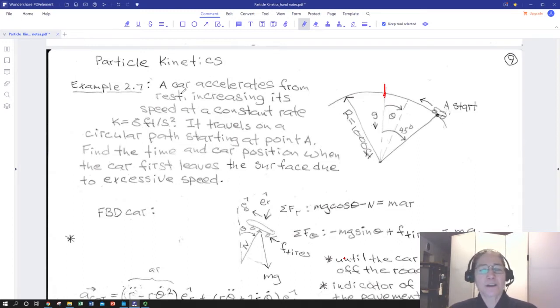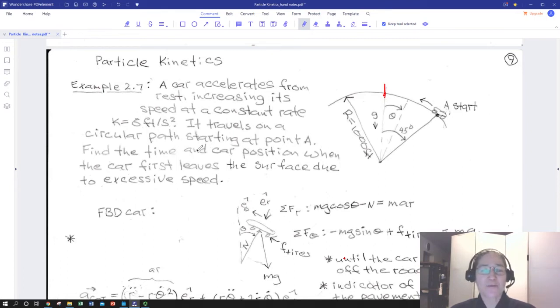And we're given what's effectively a tangential acceleration of 6 feet per second squared, and that's another way of saying it is increasing its speed at a constant rate. Translational acceleration is 6 feet per second squared. So again, circular path, which is going to simplify our kinematics quite a bit.